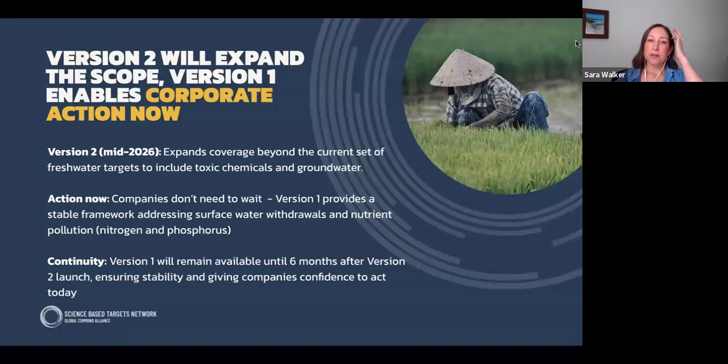So I want to provide some clarity on sort of timeline and version control. So we're anticipating these version 2 updates to officially launch in 2026. However, companies can still be acting now using version 1 of the guidance to set targets for water quantity and for nutrients. And even when version 2 is launched, version 1 will remain available to use for 6 months from the launch date of version 2 to ensure stability. So we'll now dive into more detail on each of the areas of expansion.